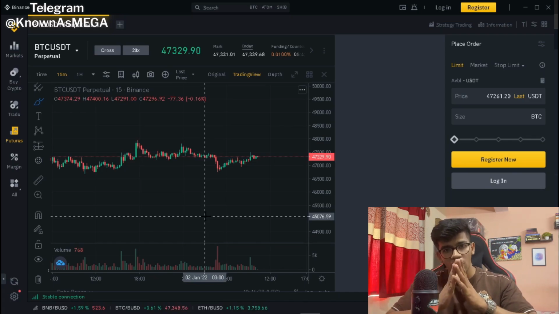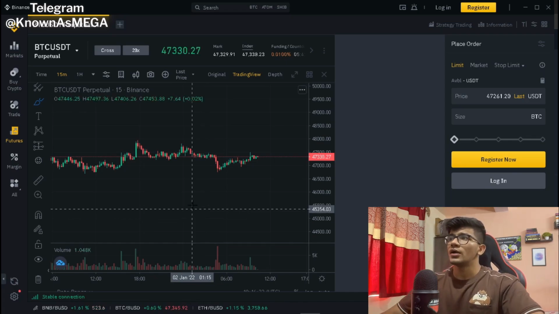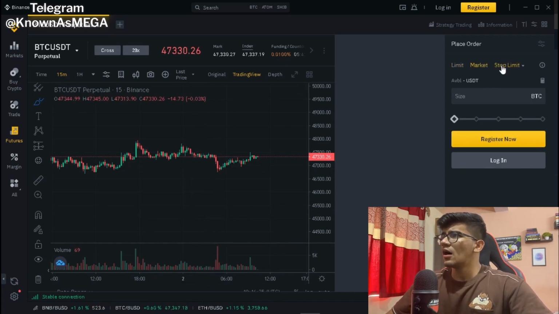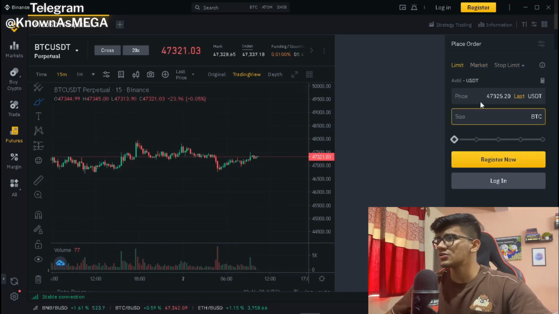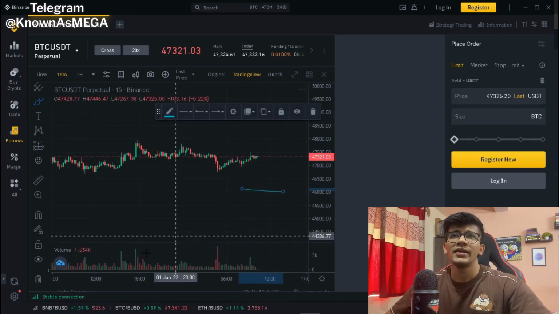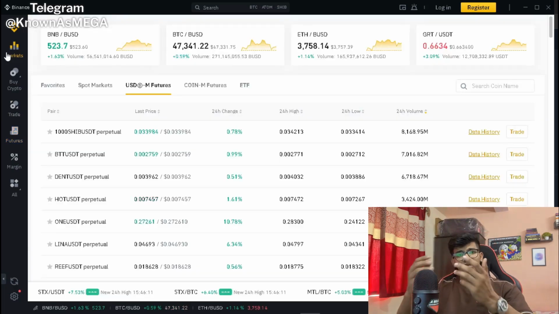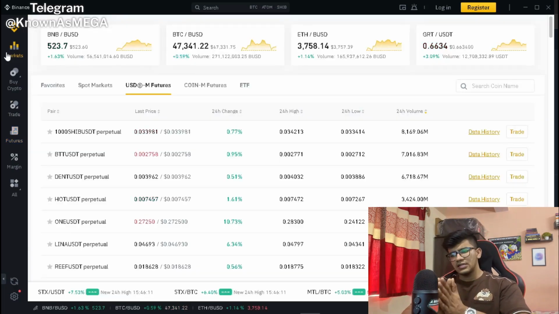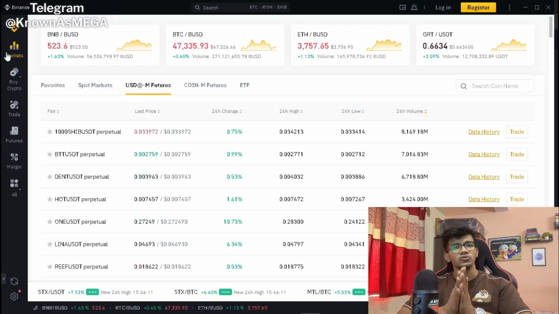I hope you guys have got my point, what I mean by using leverage and how you're supposed to do that. Now obviously, market orders, limit orders, all of this is the same as in the stock market, so I don't think I need to go in depth and explain that. So this is basically how you are supposed to select your cryptos, how to use Binance, how to deposit money into Binance, and how to use leverage.